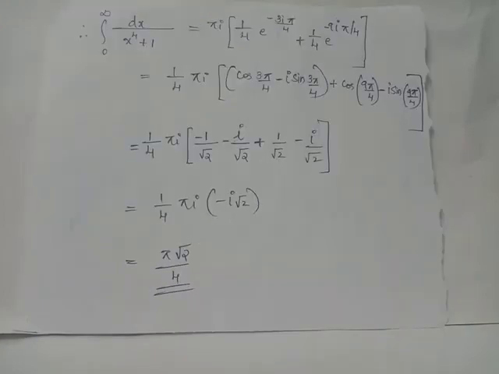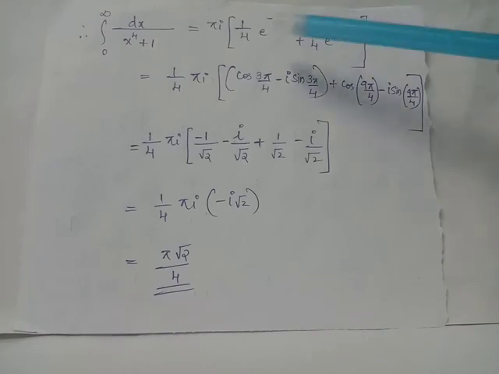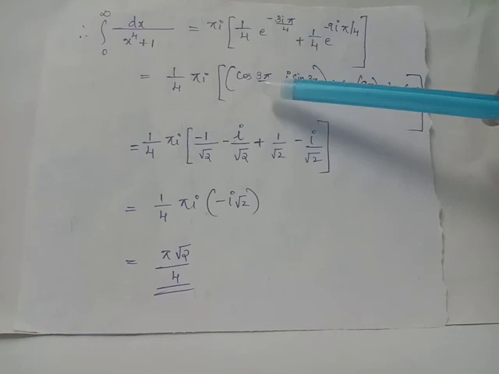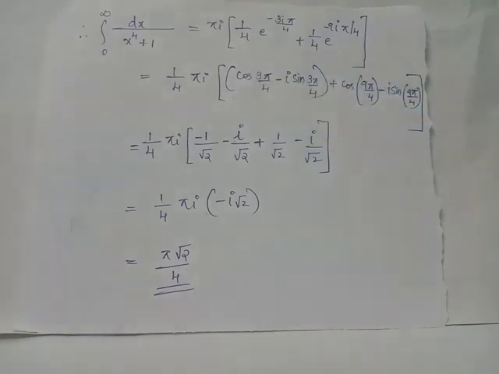That is pi i times (1 by 4 e raised to negative 3 i pi by 4 plus 1 by 4 e raised to negative 9 i pi by 4). We can take 1 by 4 common outside and our integral reduces to this value. Here we again use Euler's identity, by which we can replace e raised to negative 3 i pi by 4 with cos 3 pi by 4 minus i sin 3 pi by 4, and by Euler's identity itself we have e raised to negative 9 i pi by 4 equals cos 9 pi by 4 minus i times sin 9 pi by 4.